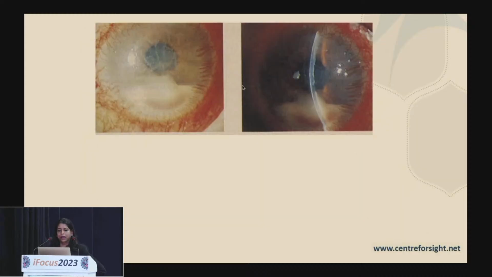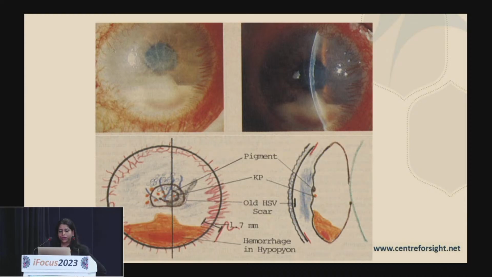This is an eye which you can see. Somebody wants to tell me what they can see in the diffuse picture? The cornea is so hazy that details are not visible. But when we see the slit, we can see some hypopyon there, right? So when we draw this patient, what are the findings we can see? This is a frontal view and the slit view of this patient.